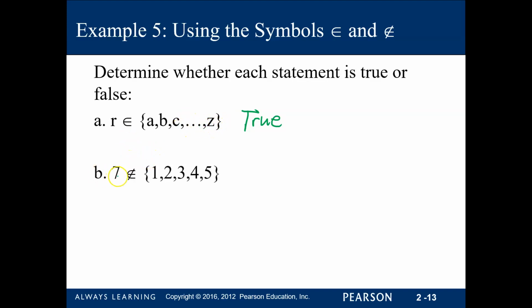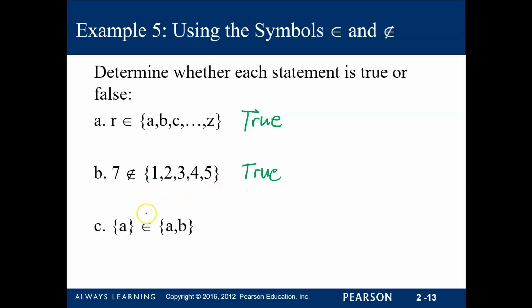Next example, 7 is not an element of the set that contains 1, 2, 3, 4, 5. Very simple. Do you see 7 in this set? No. So again, this is a true statement, because 7 is not an element.